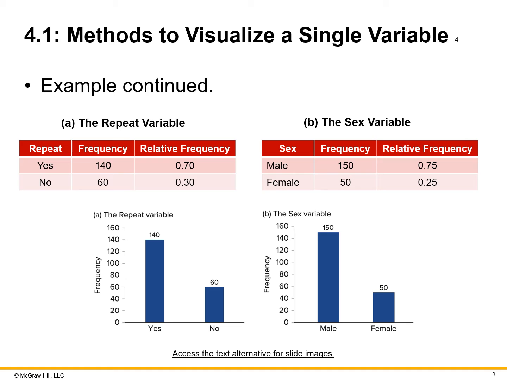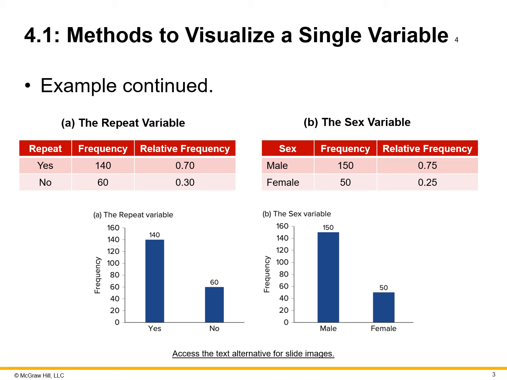So for example, the repeat variable. How often does a customer repeat, yes or no? And as we can see, the answer is yes, frequency 140, and no, 60. Right? Relative frequency 0.7 and 0.3. What this means is 70% yes, 30% no is how you look at relative frequency. And they compare and contrast visually side by side. Yes outweighs no, 140 versus 60.